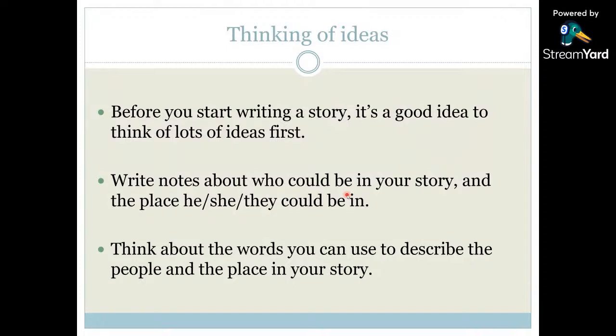Okay, thinking of ideas. Okay, macam mana nak cari idea untuk menulis cerita. Before you start writing a story, it's a good idea to think a lot of ideas first.